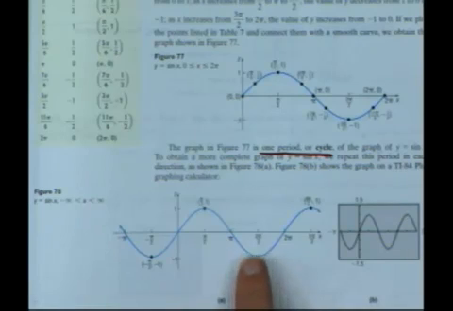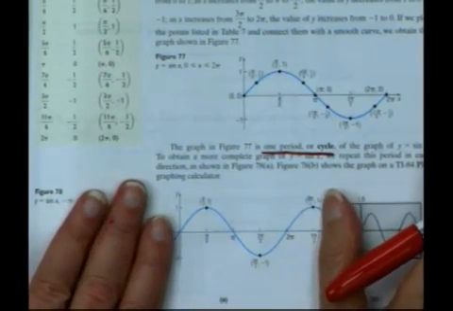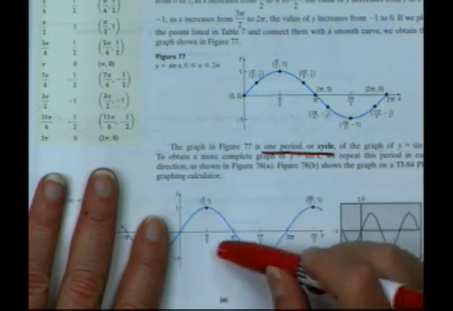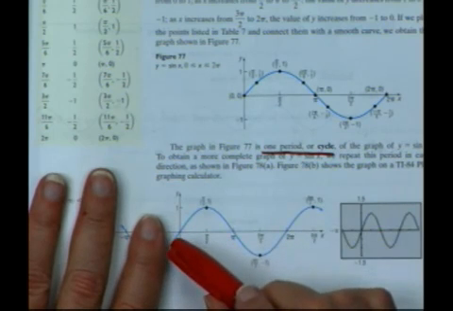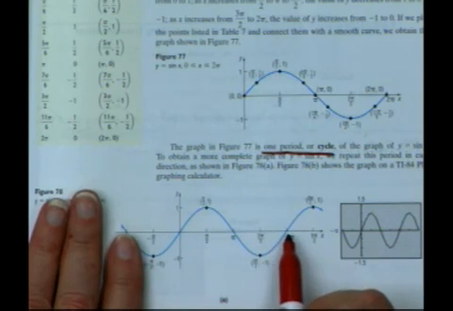All right, what is the minimum value of the sine curve? -1, because that's your smallest value. For 1 period, we'll just look at 1 period. What are the zeros of this function y equals sine x for 1 period? 0, pi, and 2 pi.